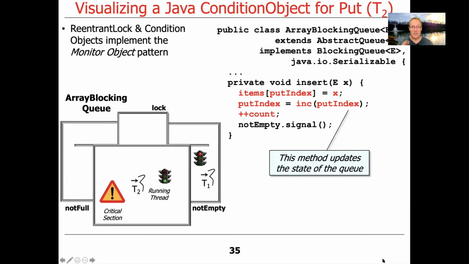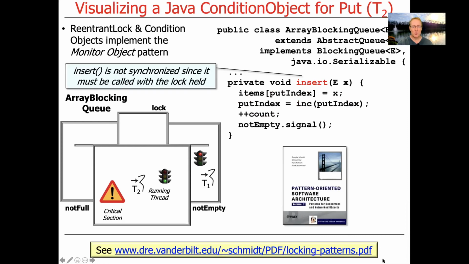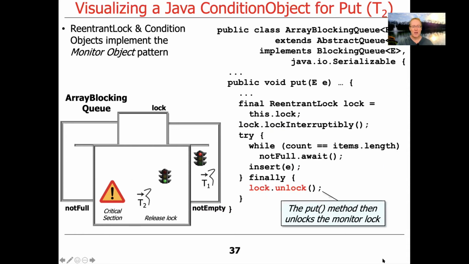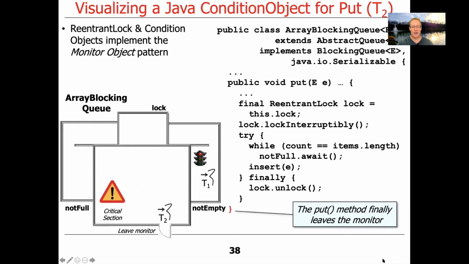And oh, by the way, all that stuff is done with the lock held because it was held when put was originally called. And then the last thing that happens is on the way out of insert, the method calls signal on the not empty condition, indicating to any threads that are waiting, or a thread that's waiting, that it might be possible for that thread to make forward progress because now there is something that's actually in the array blocking queue. The last thing that'll happen for thread T2 is it will go ahead and call unlock in order to release the lock and exit the critical section.